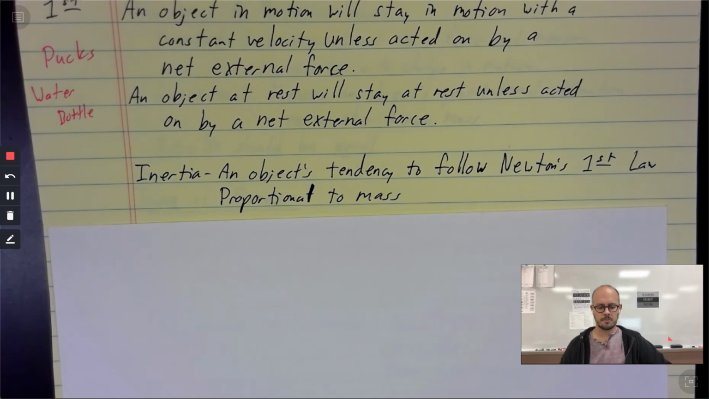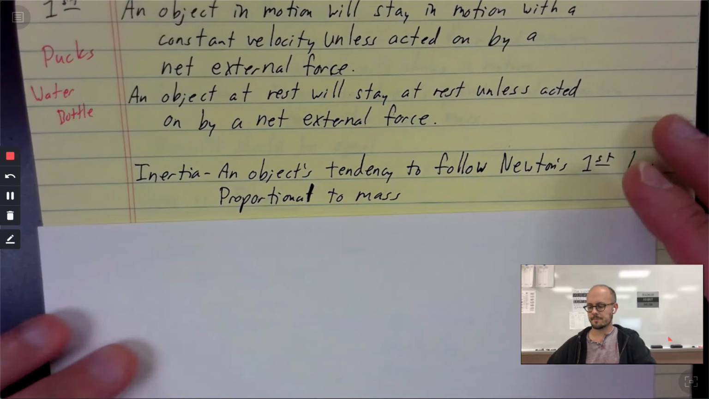It's proportional to mass, so it kind of makes sense. If you're trying to move a chair, you can just pick it up and move it around. If you're trying to move a refrigerator, you need a lot more force to get that refrigerator to slide around your kitchen. And so inertia is something that all objects have as long as they have mass. The more mass they have, the more inertia they have, and the more difficult it is to make a big change in the velocity of an object.